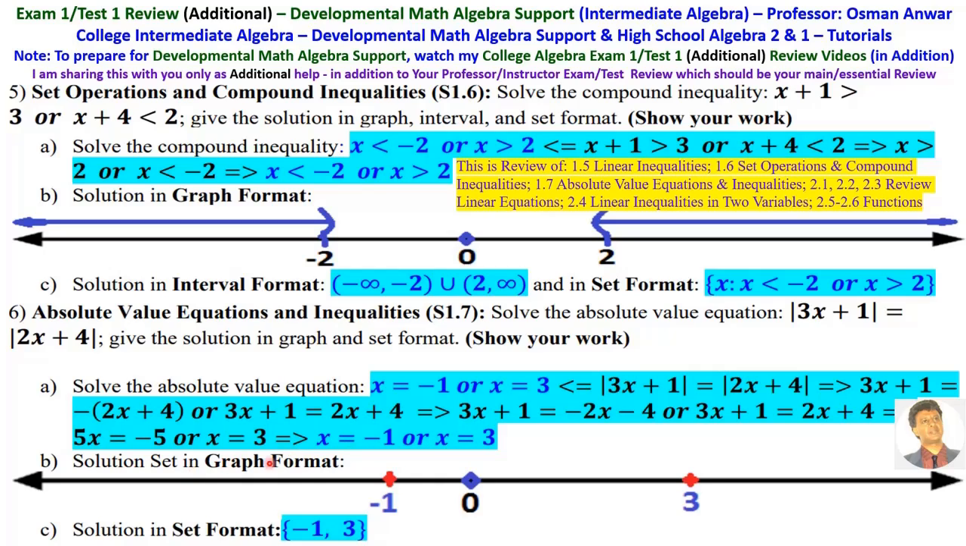So solution in graphic format, x is exactly minus 1 or exactly 3. In a set format, x is a value of a set of minus 1 and 3. So that is x is exactly minus 1 or x is exactly 3.